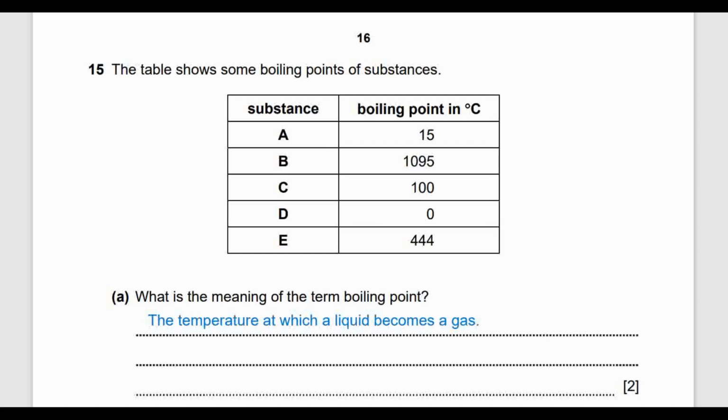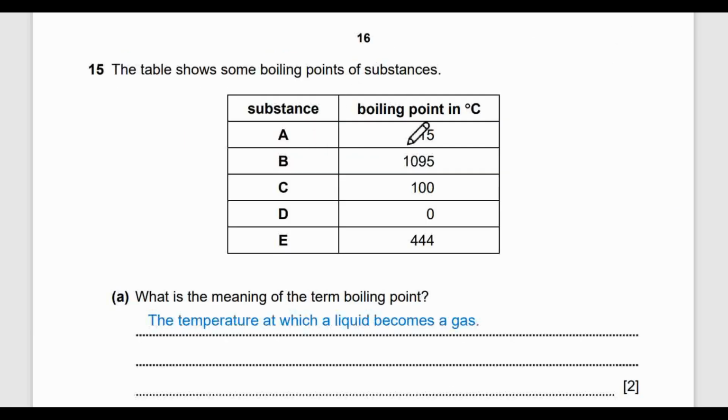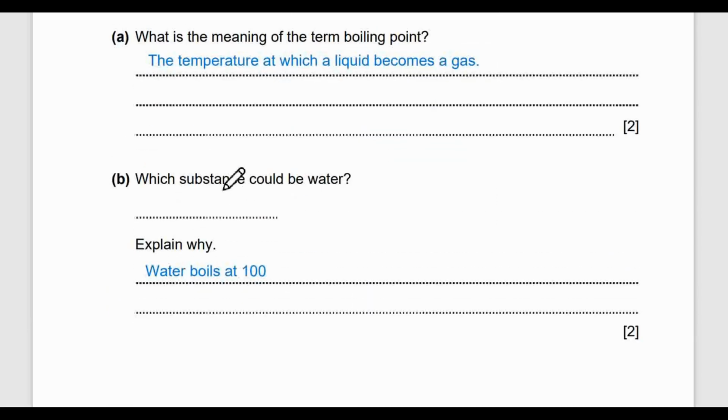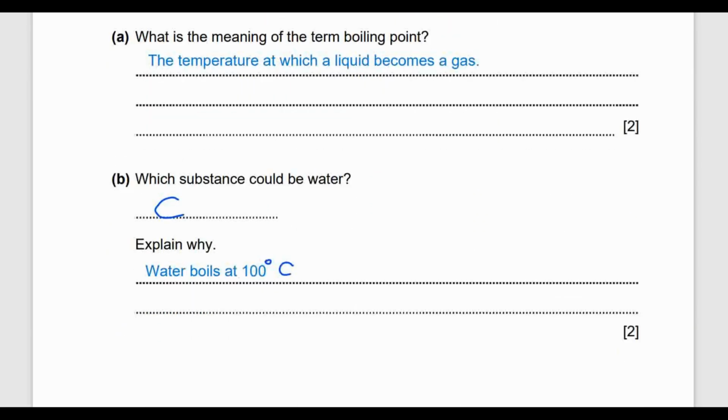Next, 15b. Which substance could be water? Explain why. Let's see from the table. Well, the substance that boils at 100 degrees is C. As we know, water boils at 100 degrees. So this will be the answer. Which substance could be water? It will be C. Explain why. Because water boils at 100 degrees Celsius. Alright, like that will be your answer, C. Next, let's move on.